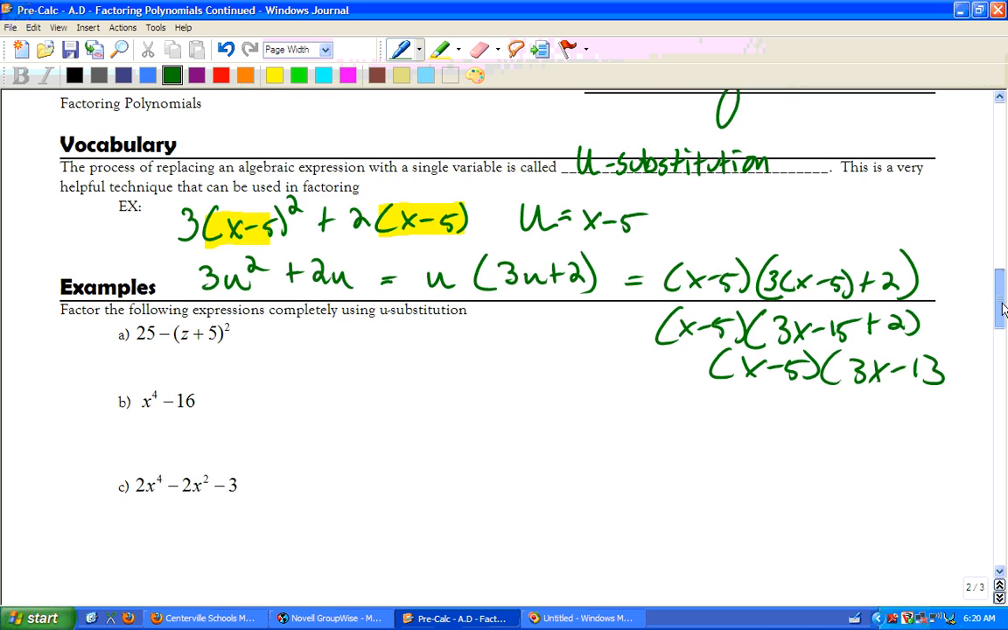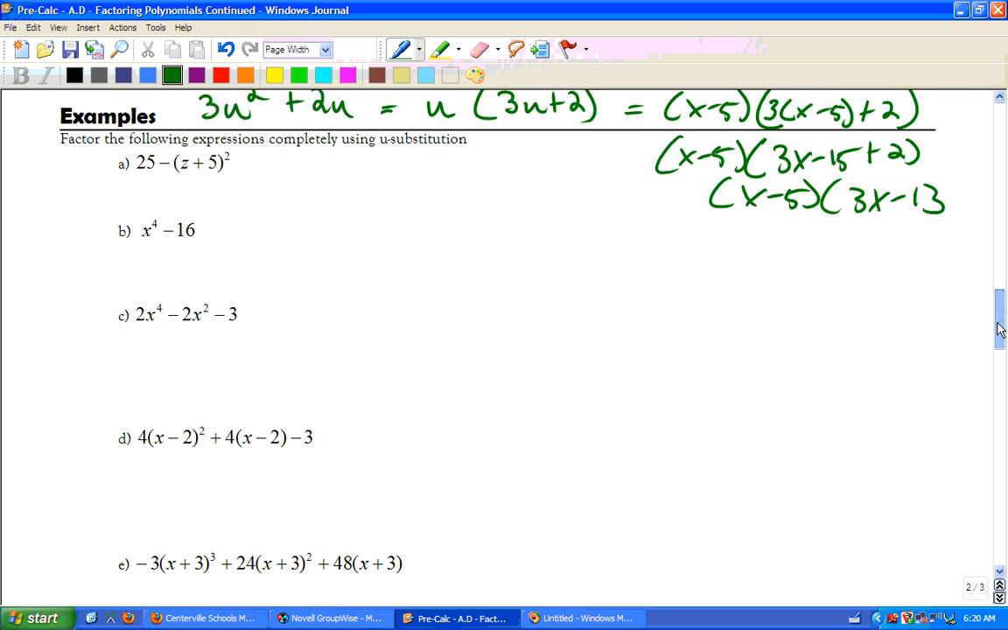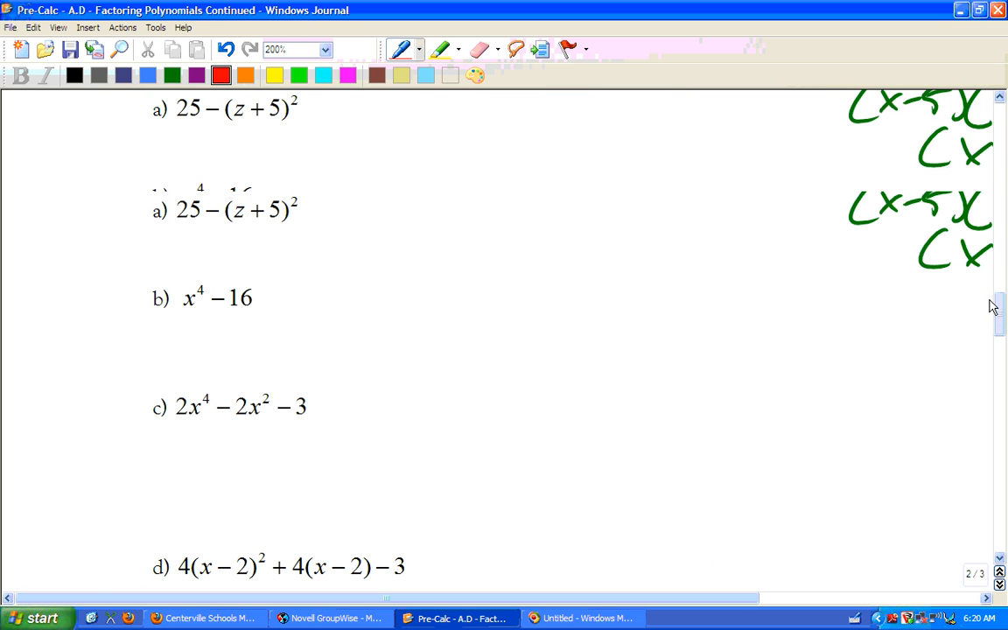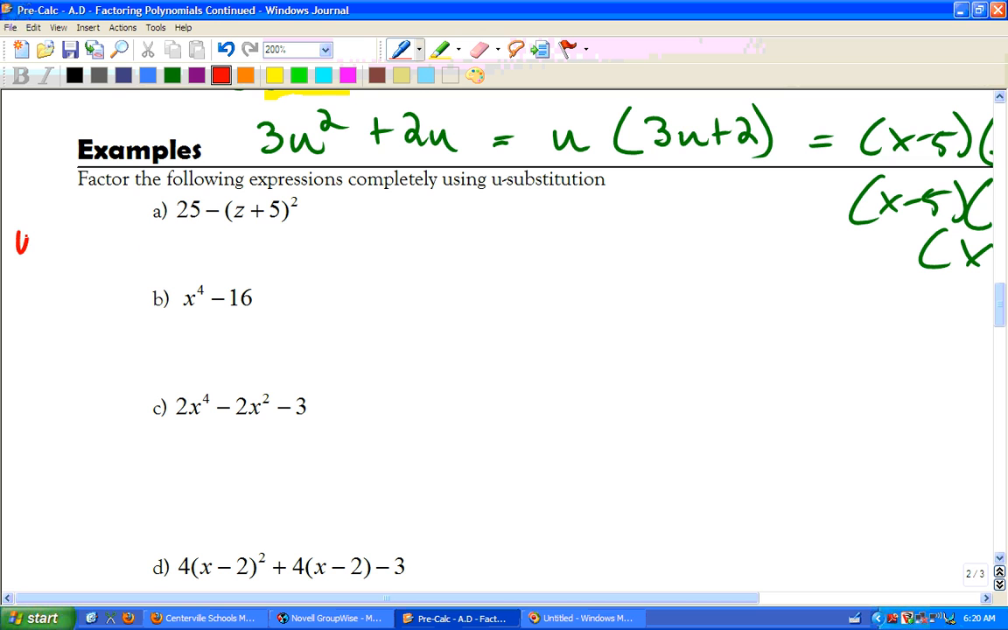Now, taking a look at some more complex examples and some things we saw previously with special formulas. If we take a look at 25 minus the quantity of z plus 5 squared, we're going to start by assigning what our u variable is. In this case, it's going to be u equals z plus 5. When we let u equal z plus 5, we're taking an entire expression, z plus 5, and replacing it with a single variable. We're left with 25 minus u squared. This is the difference of squares, one of our special formulas. We could say 25 minus u squared is 5 plus u times 5 minus u.